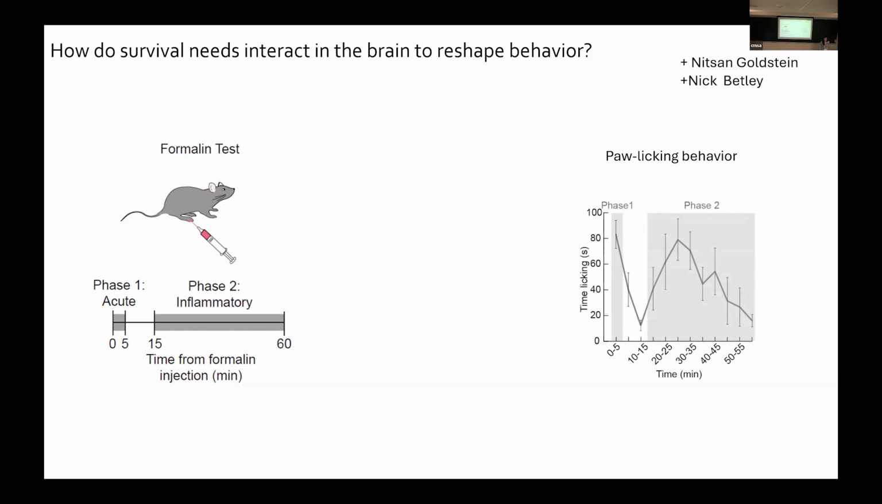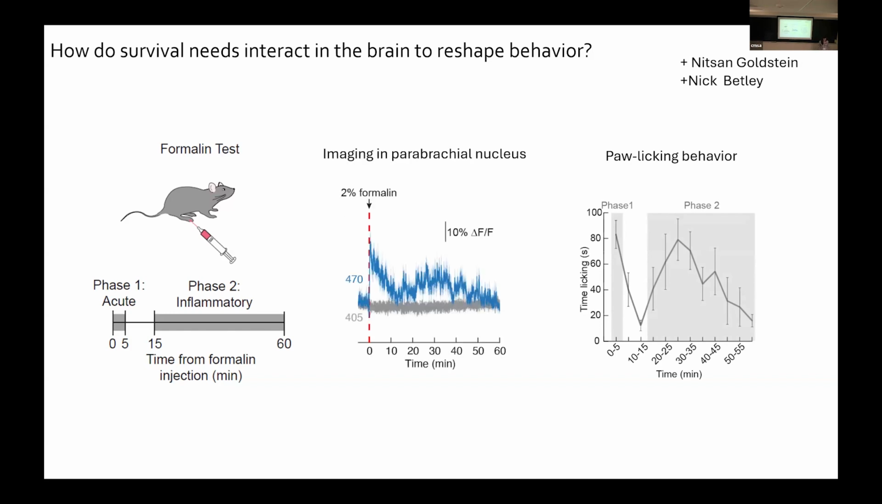And if you look at brain areas that receive ascending pain input from the spinal cord, they show activation that kind of mirrors that. There's this initial response. This is the parabrachial nucleus, which just sits on top of the dorsal horn of the spine and gets input from the spine. It gets this early response and then this later response that kind of mirrors the animal's behavior.